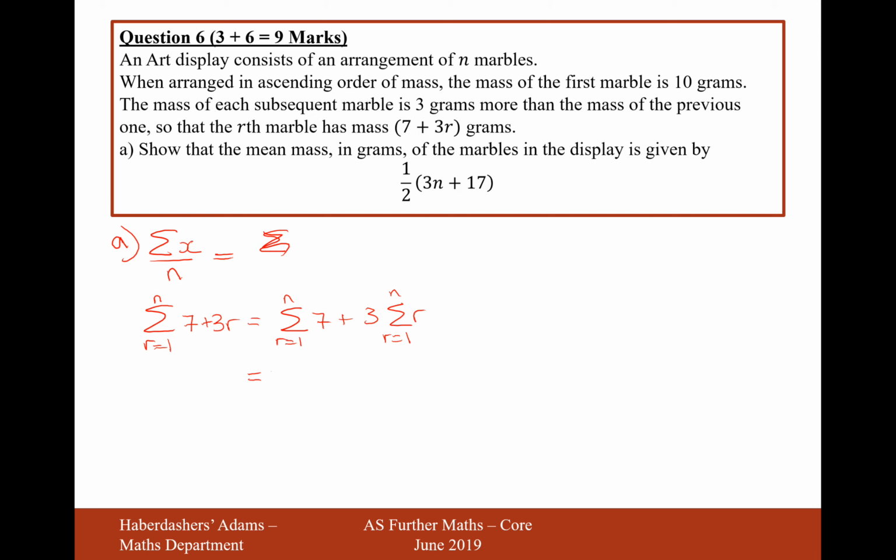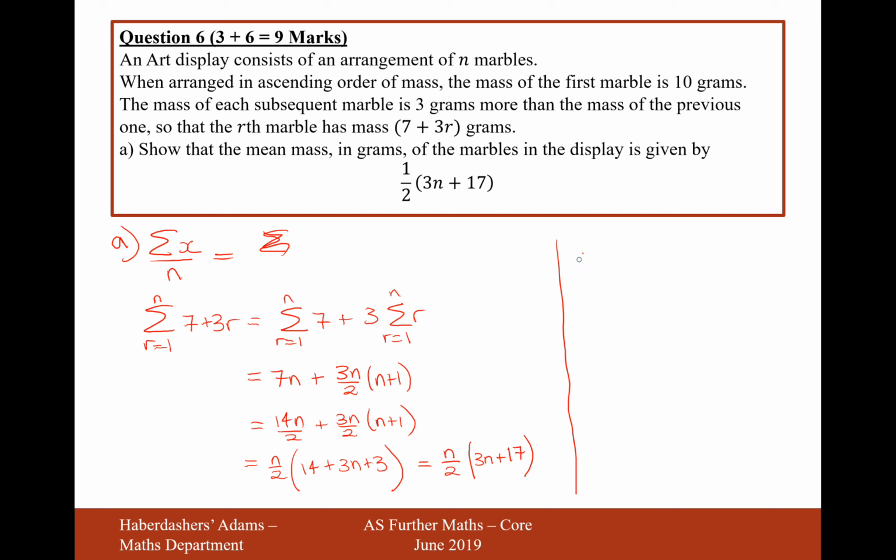So let's simplify this. It's going to be 7n plus 3n over 2, n plus 1, which is going to equal 14n over 2 plus 3n over 2, n plus 1. Let's now factorise out the n over 2. That's going to give us 14 plus 3 lots of n plus 1. So this will equal n over 2 brackets 3n plus 17.